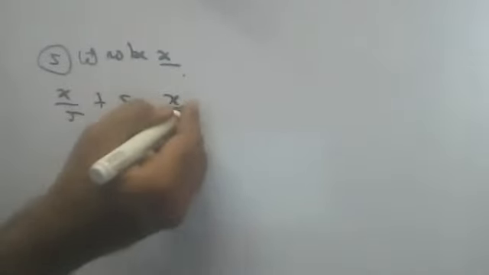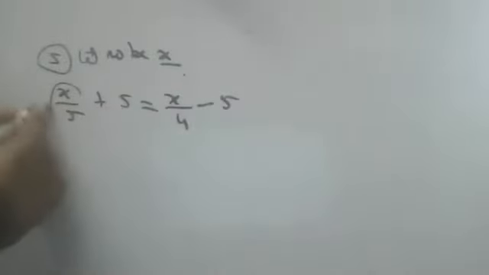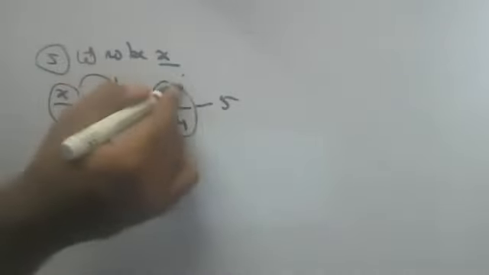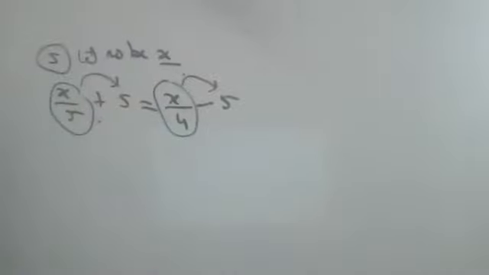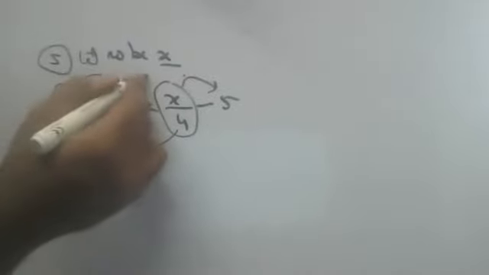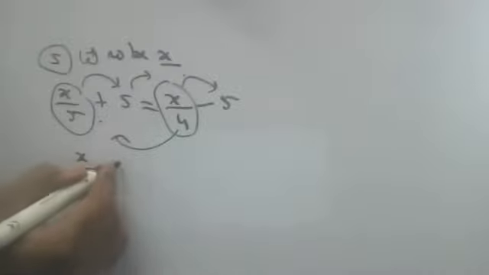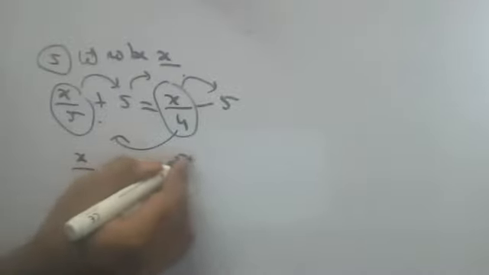Fourth part diminished by 5. Fifth part is increased by 5. They both are equally the same. Okay, children? So bring x's onto one side, 5 onto the other side. x by 5 minus x by 4 is equal to minus 5 minus 5, children. Are you able to understand, children?